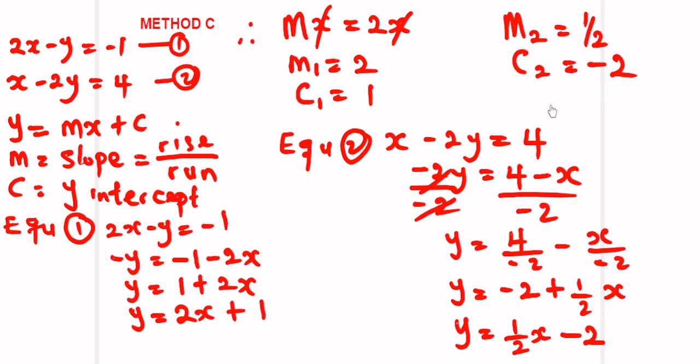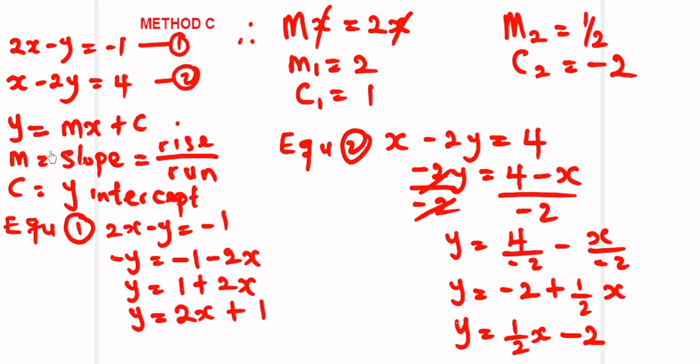This is what happened. M is going to be 1 over 2. Remember, this is mx. So the m is 1 over 2. Then c is minus 2. So we have a negative 2 here. So c is minus 2. Now let's take note of this. For equation 1, m1 is 2, c1 is 1.